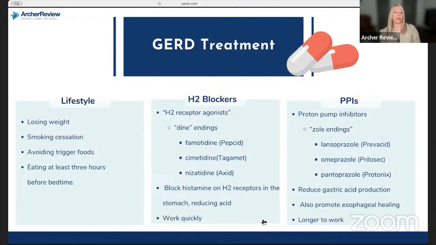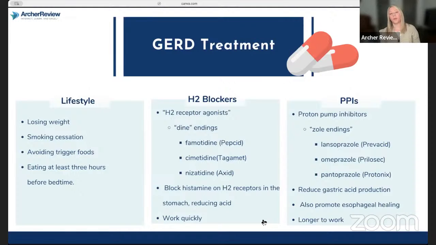So, your H2 blockers are H2 receptor agonists. They end in dine, so famotidine, cimetidine, and they block histamine H2 receptors in the stomach and work to reduce acid. So the good news is that H2 blockers work very, very quickly within 15 to 30 minutes of taking them. The bad news is that they will have to be taken multiple times throughout the day.